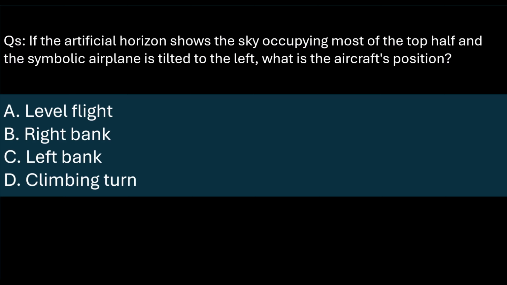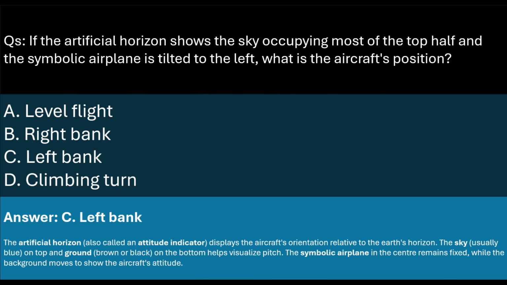So here you can see the answer is left bank. The explanation is, the artificial horizon displays the aircraft's orientation relative to the earth horizon. The sky on top and ground on the bottom helps visualize the pitch. Here the VSI position is 0. The symbolic airplane in the center remains fixed while the background moves to show the aircraft attitude.